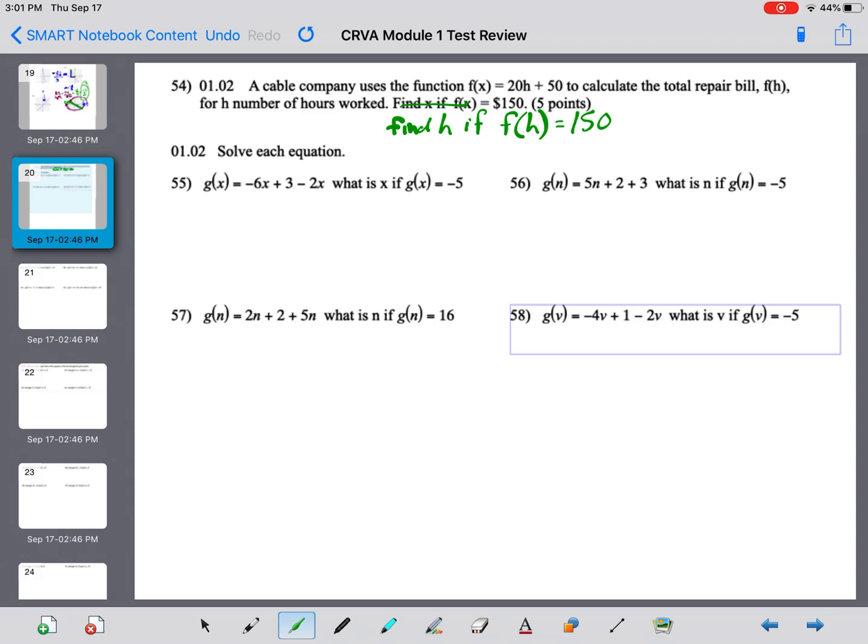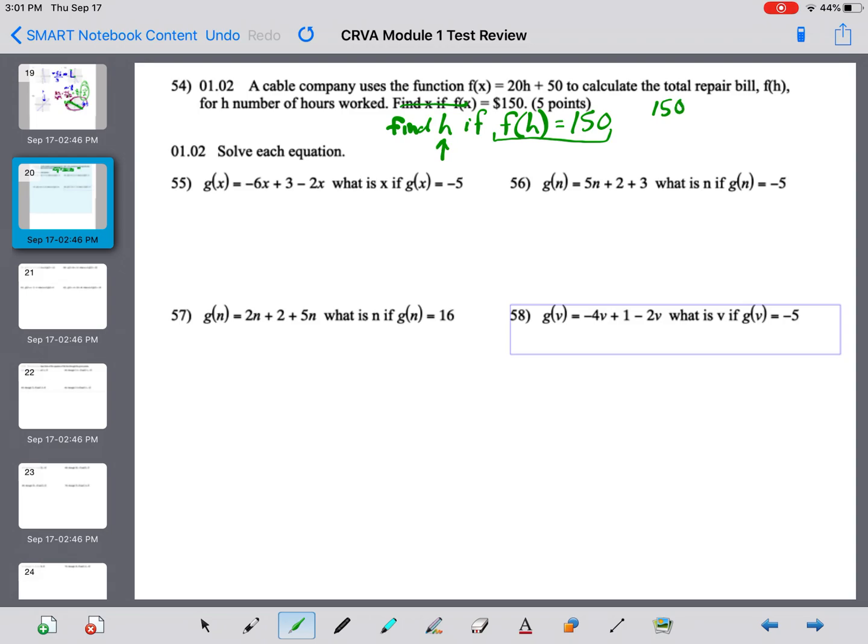So here, folks, don't make this one too tough. The number of hours gets multiplied by 20. So you're getting charged $20 an hour plus an initial fee of $50. What we know here is that f of h, or your output, or your y value, or your bill is $150. What we don't know is h, the independent variable, the input variable, the number of hours this person worked.